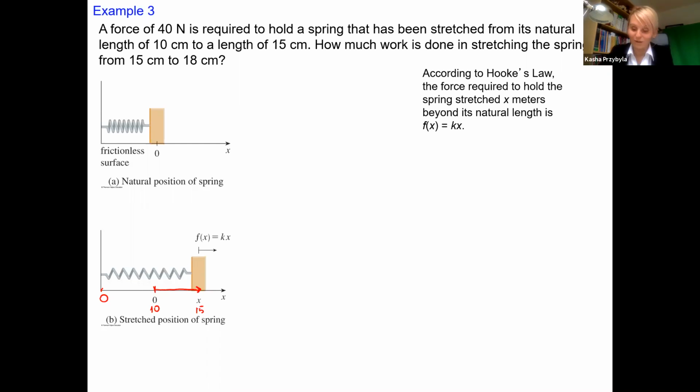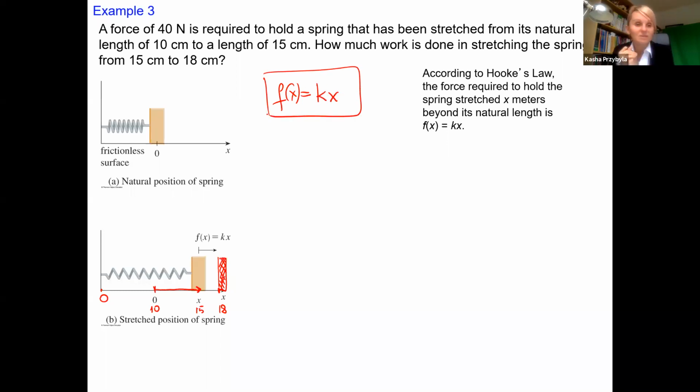Okay, that means now we have to go even further, 18. We have to move it even further. That means, first of all, we have to find out what that coefficient k is, because I need my function, my force, kx.